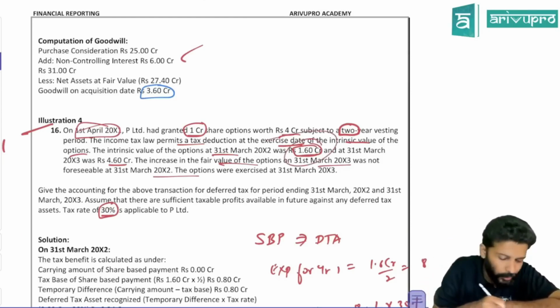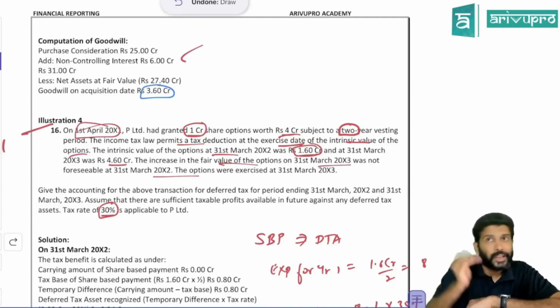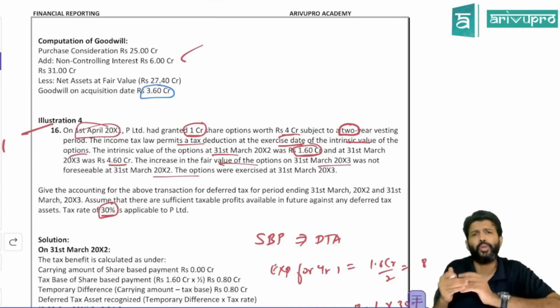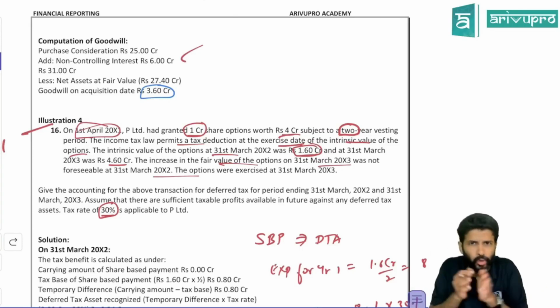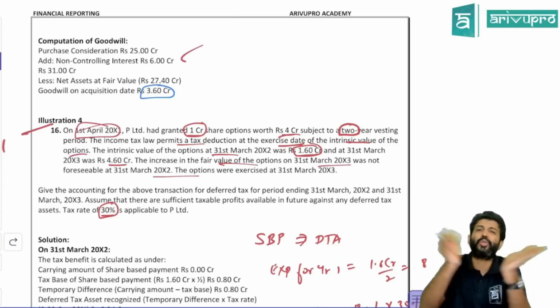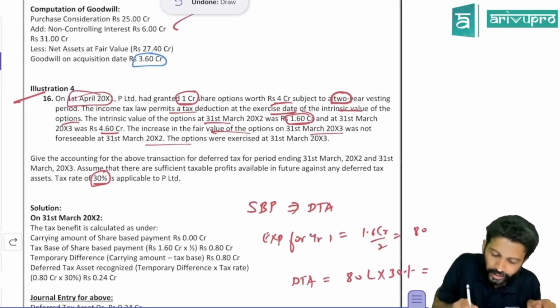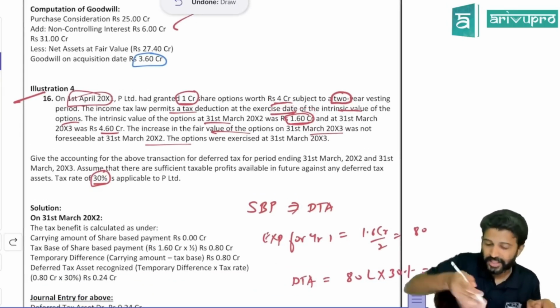Sir, what is the intrinsic value? 1.6 crores. The entire intrinsic value, it's like fair value, right? Entire fair value, you will book it in the first year only? No, you have to amortize it. Booking of the expenses over the vesting period. What is the vesting period here? 2 years, right? So 1.6 crores is the expense relating to 2 years.